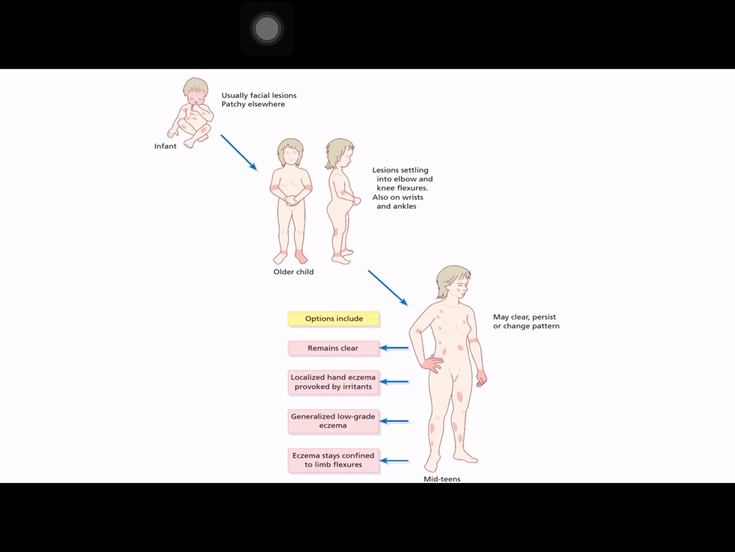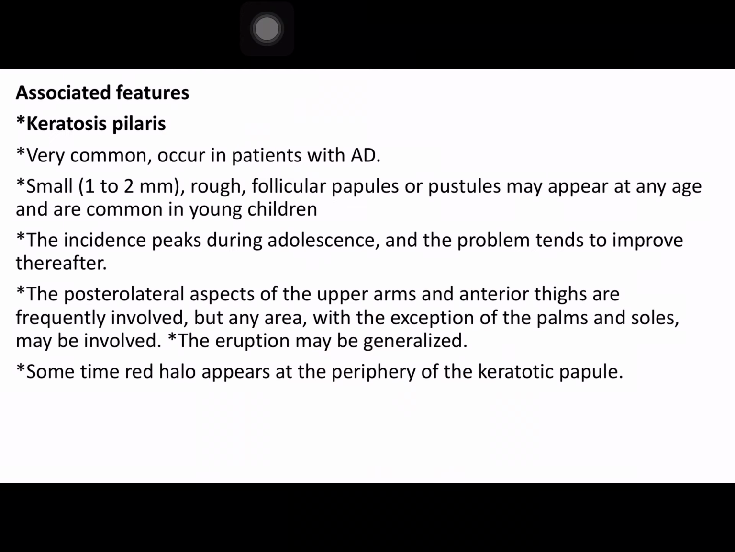This picture shows the main distribution at different stages of life. In infants, it is mainly facial and extensor, but there may be generalized involvement. In children, also mainly facial and extensor, but there may be involvement of the flexural areas. In adults, mainly localized dermatitis; there may be generalized involvement, but it is mainly a localized type of dermatitis.